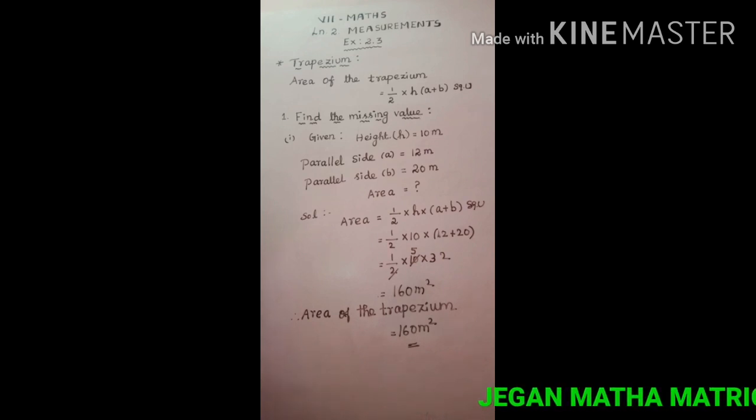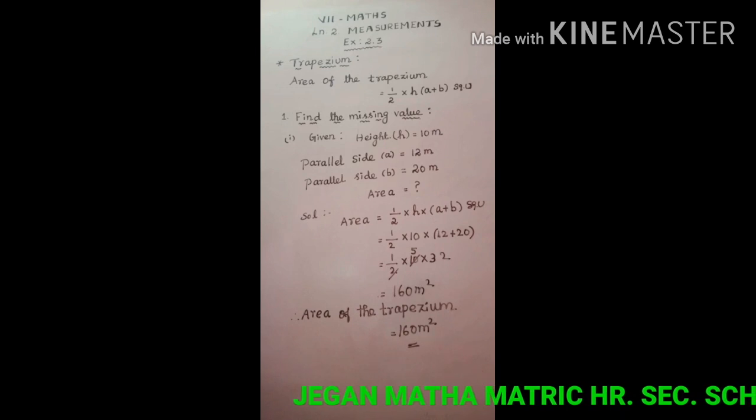Area of the trapezium is equal to 1 by 2 into h into (a plus b) square units. Here a and b are the lengths of the parallel sides and h denotes the height. If the non-parallel sides of a trapezium are equal, then it is known as an isosceles trapezium.